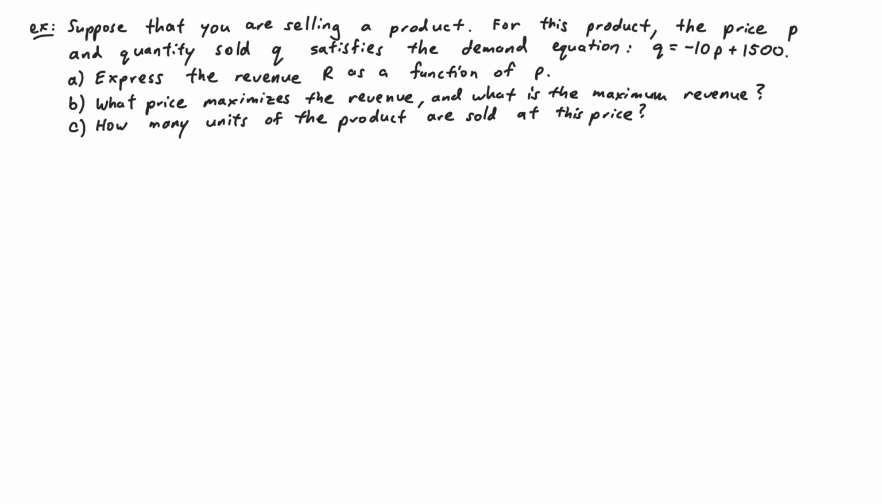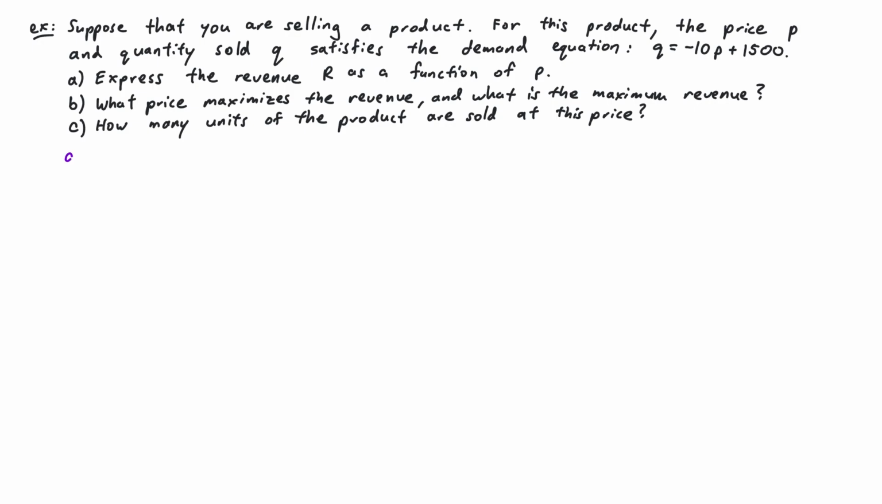In this example, we're selling a product. Let P be the variable for the price of the product, and let Q be the variable for the quantity that we're going to sell. Then we find out that the demand equation is given by Q equals negative 10P plus 1500. In part A of this example, we just want to express the revenue as a function of P, meaning we want to write our revenue equals some expression that involves the variable P.